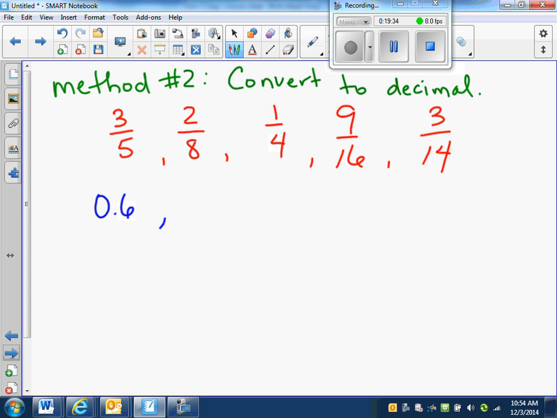Pardon? 0.25. Mr. Eagles, how do you do this? Okay, good question. This line here means divided by. So you go 2 divided by 8, and you will end up with the decimal. That's 2 divided by 8.